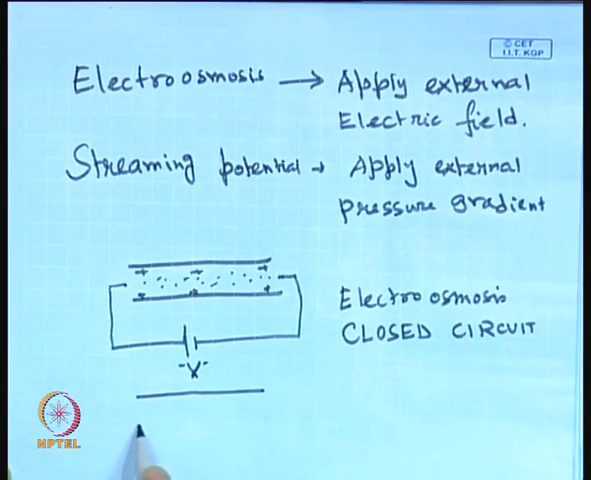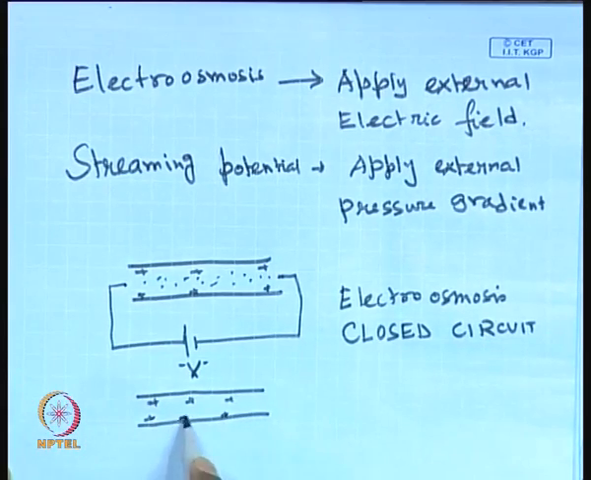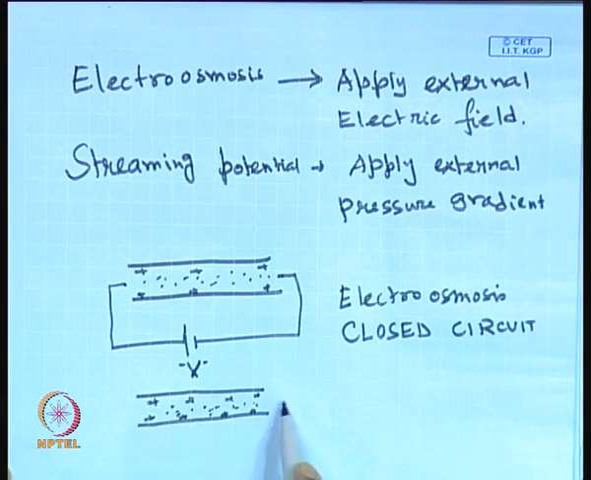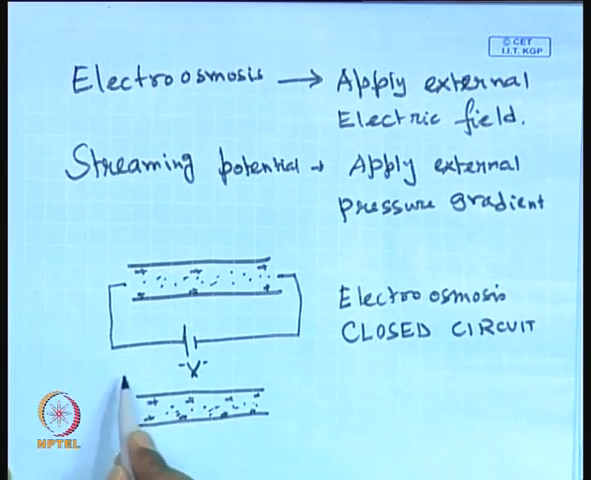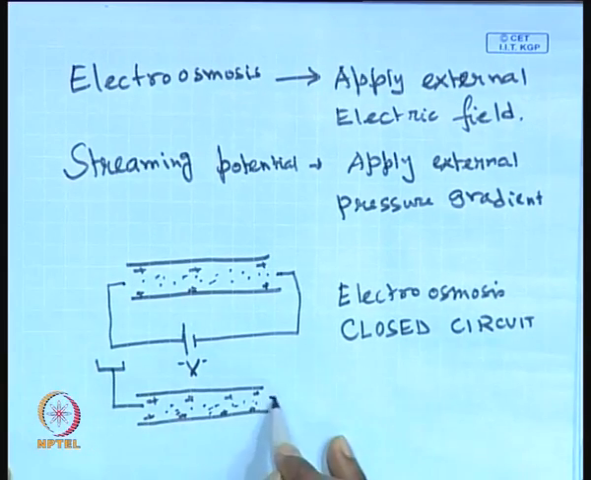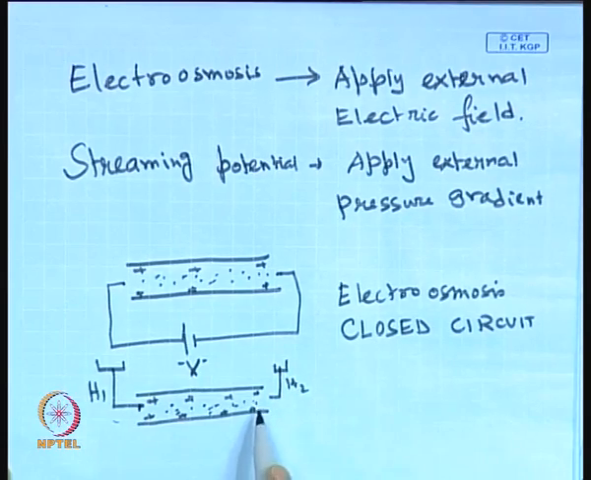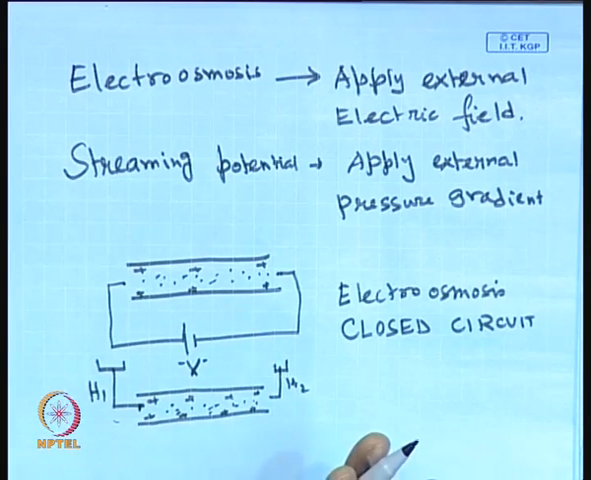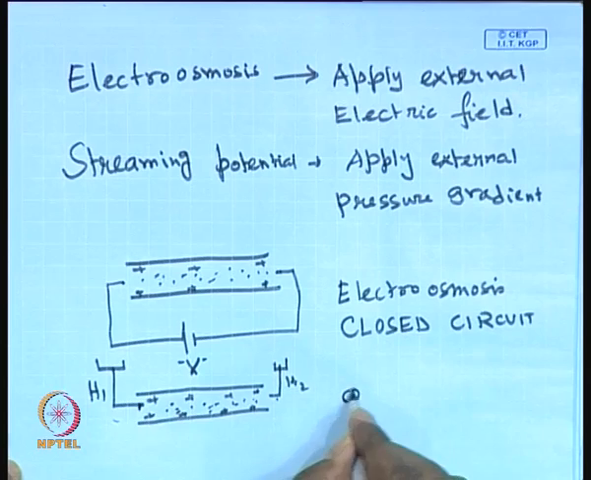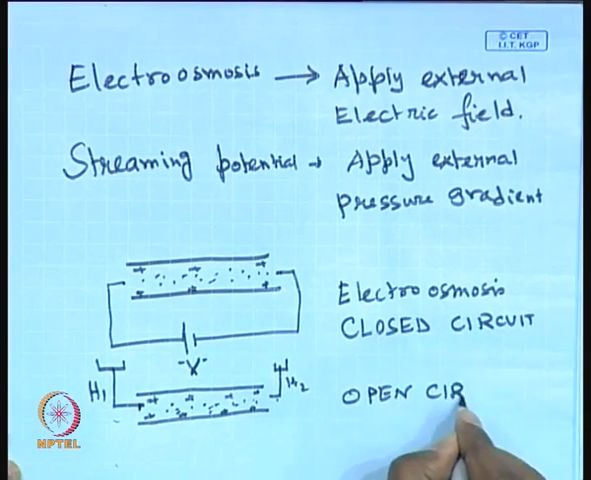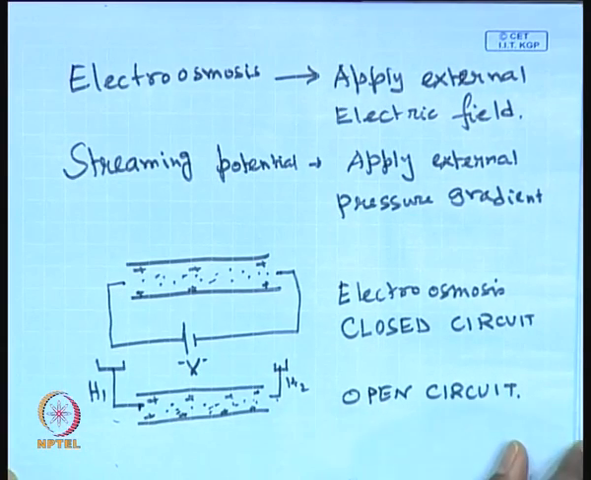On the other hand, the physical system is identical, that we will be having an electrolytic solution filled up in a porous plug, and in this case the electric circuit is open and we are applying a pressure gradient. How will you apply a pressure gradient? Either using a small pump, or you just make a difference in level of the two reservoirs. That means the pressure here is rho g h1, and if this height is h1 and this is rho g h2, there is a pressure difference between the two. Somehow you have to generate a pressure difference between the two ends, then the system is known as the streaming potential and it is open circuit, because this circuit is not connected with an external voltage source. So, it is open circuit. So, there is a difference between electroosmosis and streaming potential.